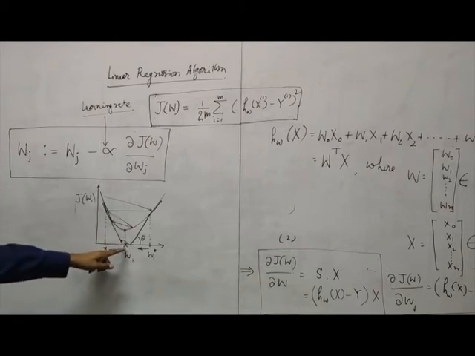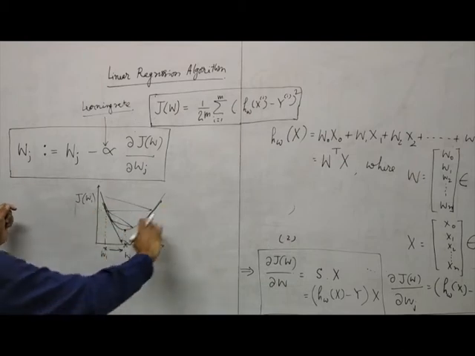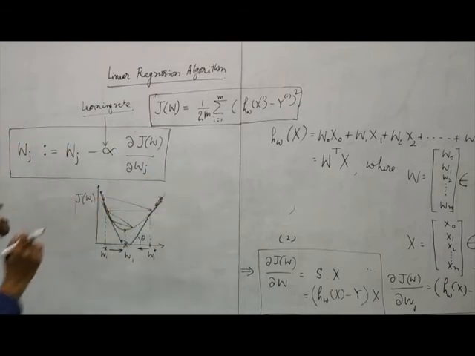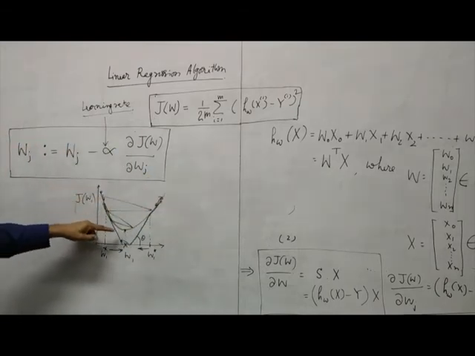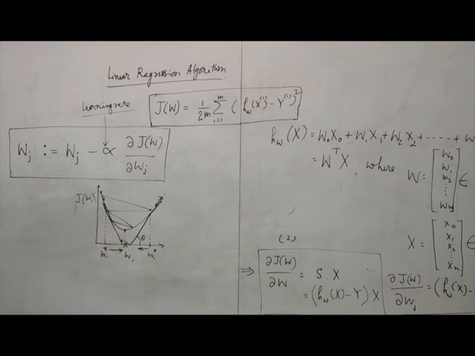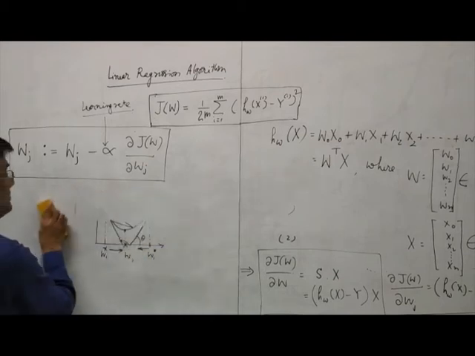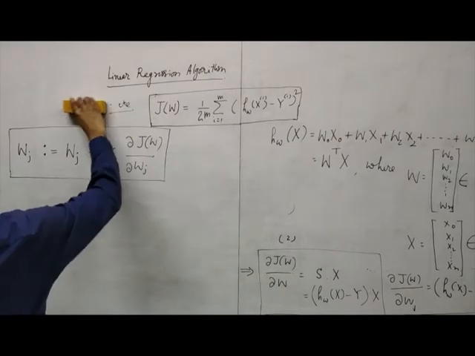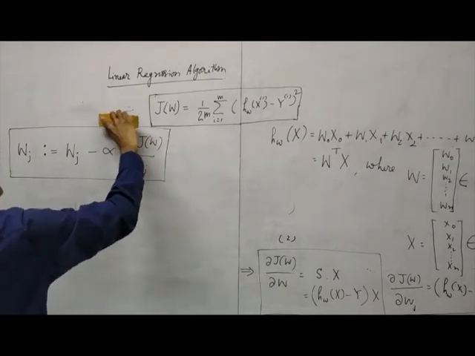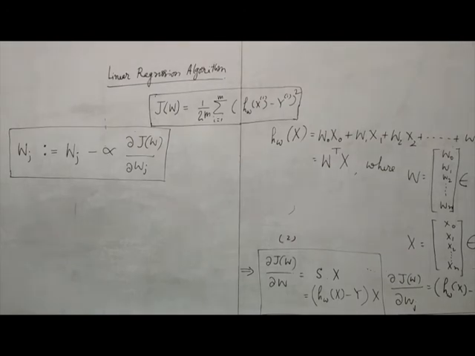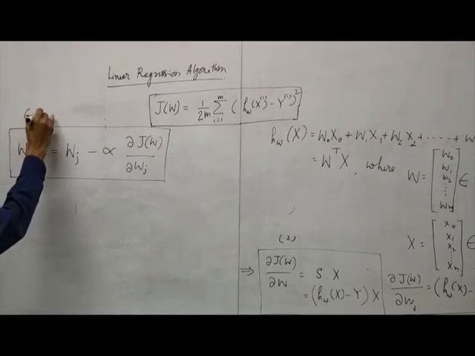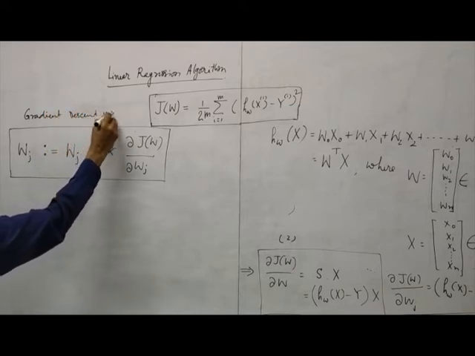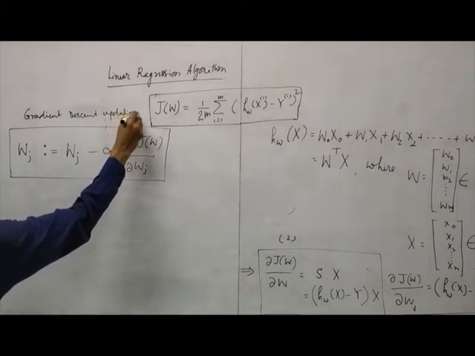So this is a fixed point attractor. Wherever you are on this curve, here or here, you will trickle down. The rule is formulated in such a way that you will be trickled down towards the global minimum, right? So that is the updation rule for the gradient descent algorithm. This is the most important, okay? So this is gradient descent updation rule.